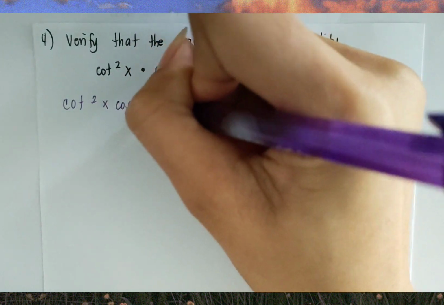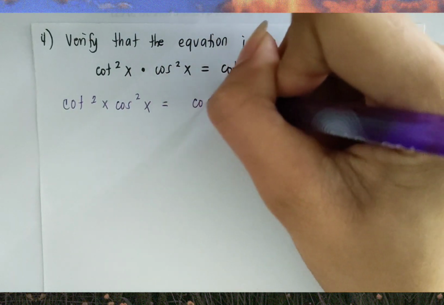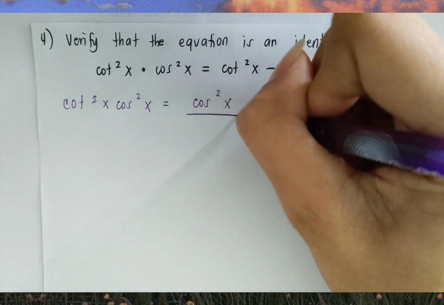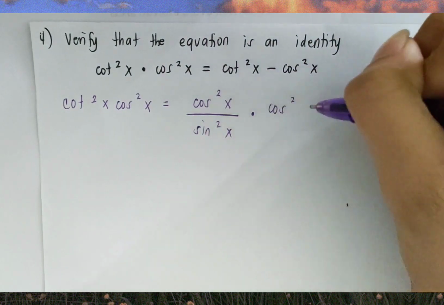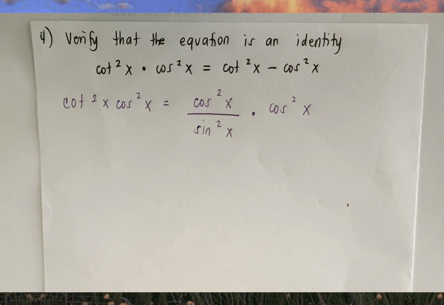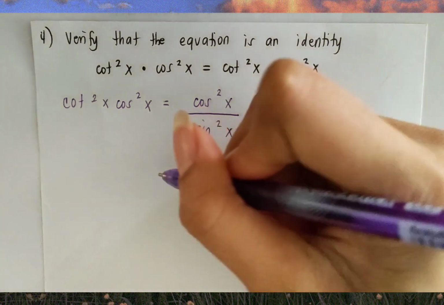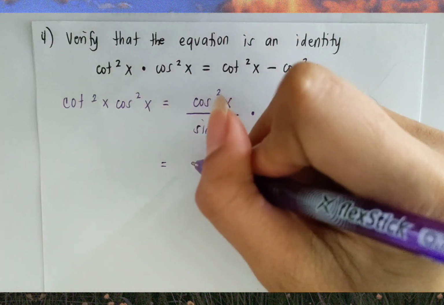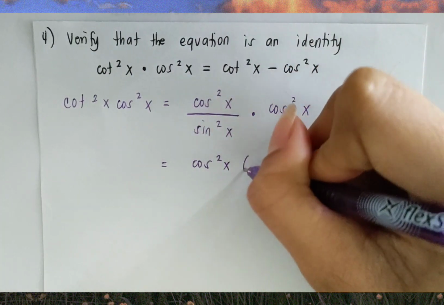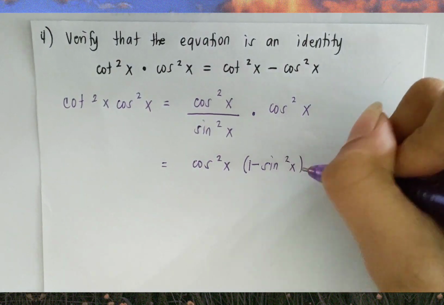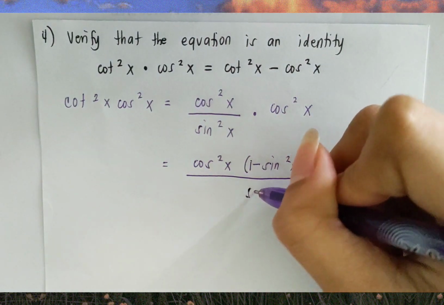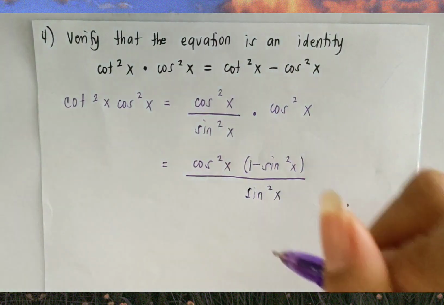We have cotangent squared x cosine squared x is equivalent to cosine squared x all over sine squared x times cosine squared x. Now we will use the Pythagorean identity. And we'll come up with cosine squared x times 1 minus sine squared x all over your sine squared x.